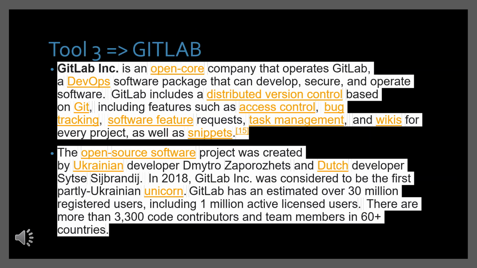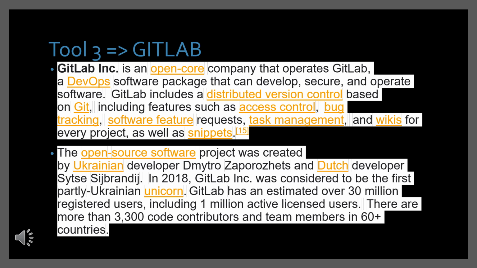Tool 3, GitLab. GitLab is similar to GitHub and Bitbucket, which operates on GitLab, a DevOps software package. It can be used to develop, secure and operate software. GitLab includes a distributed version control based on Git. It includes features like access control, bug tracking, software feature requests, task management, and snippets.